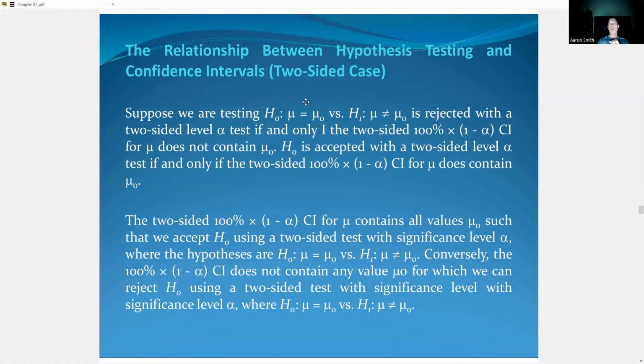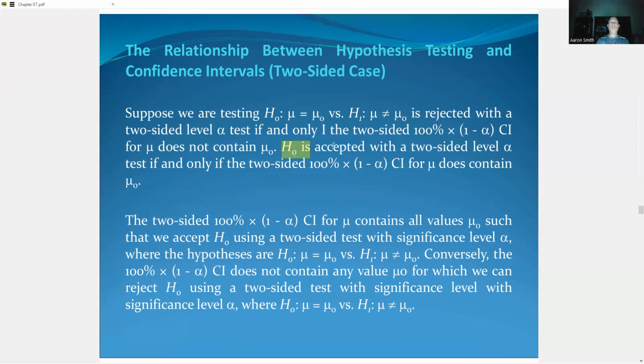All right, now the relationship between hypothesis test and confidence intervals for the two-sided case. Suppose we are testing either mu is equal to a particular value, or the alternative is that mu does not equal that value. It's either equal to or it's not. Then we reject with a two-sided level alpha test if and only if the two-sided confidence interval for mu does not contain the hypothesized value. So we take the confidence interval, we check to see if the hypothesized value is in that interval. If it's not in the interval, reject the null hypothesis. If it's in the interval, fail to reject.